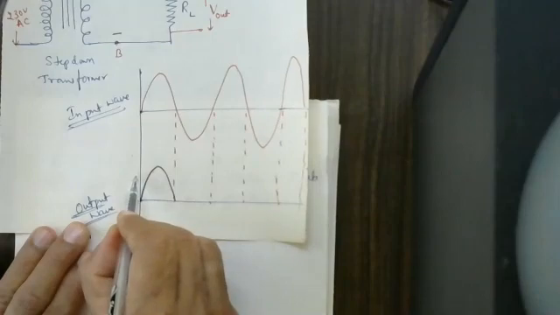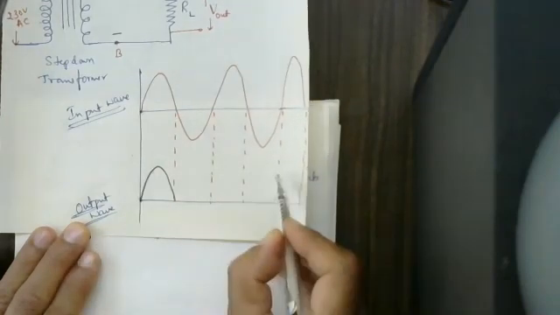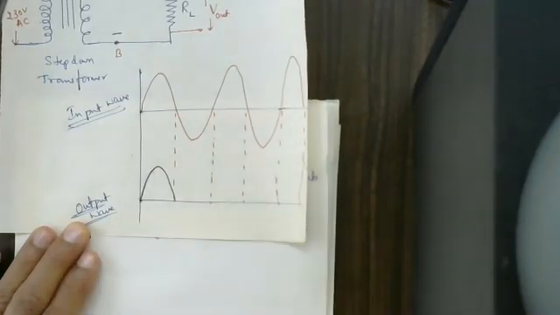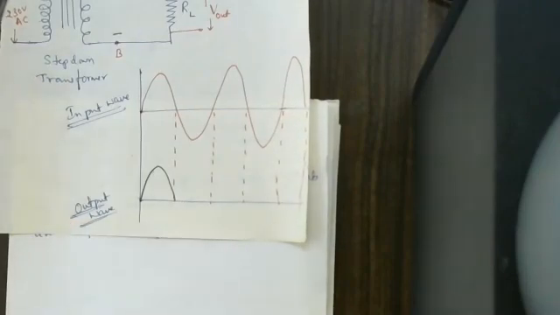If that is the case, we are supposed to cut this down and make it a constant DC, steady DC. For that purpose, we use clipping circuits. In higher classes, we are going to study about that. We connect clipping circuits and clamping circuits. All these ideas are there.